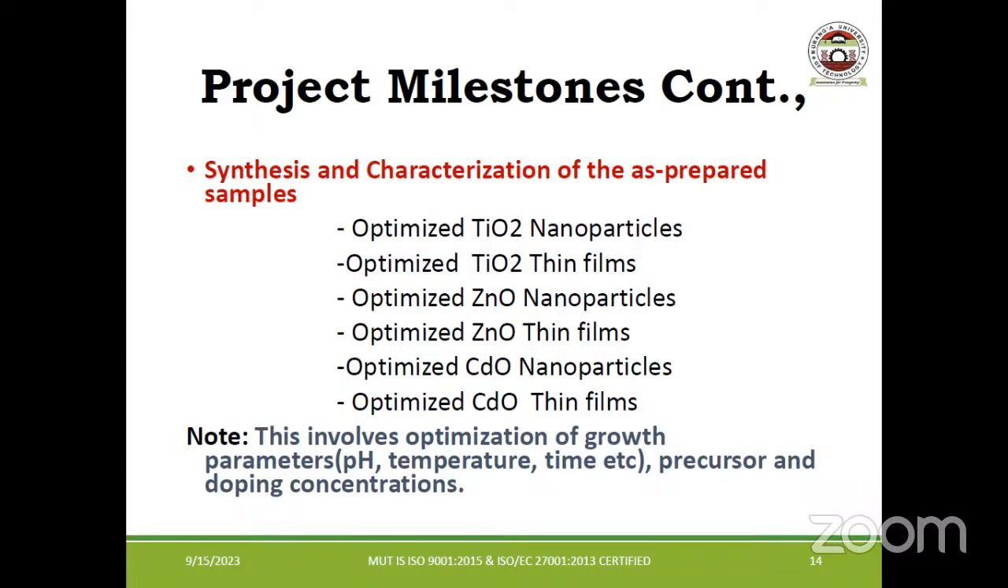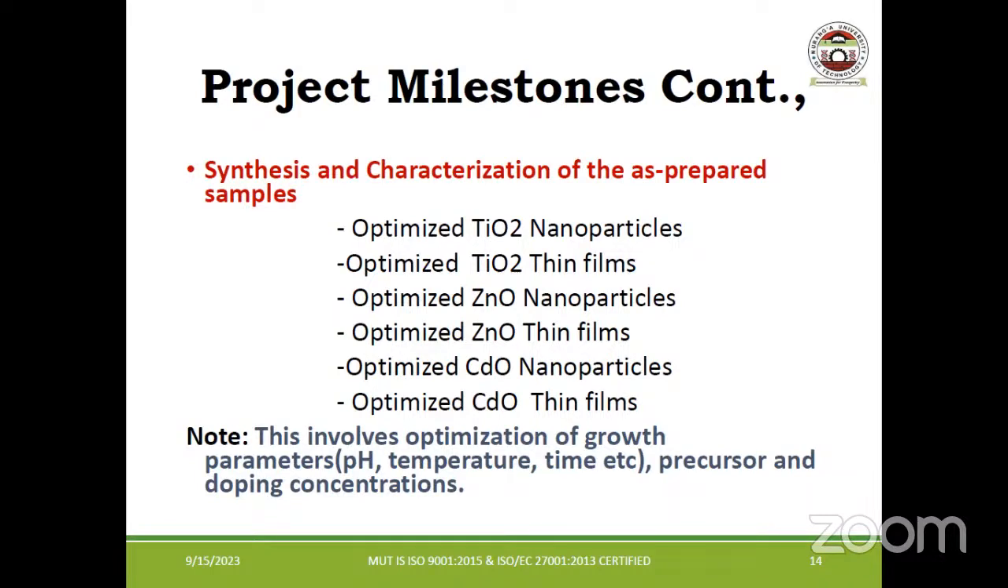So optimizing TiO2, for example, requires that you optimize the concentration. If you are using a dopant, you also optimize the dopant concentration. We also have the combustion temperature. That is the temperature as it ignites until when it is annealed. We optimize all those parameters.